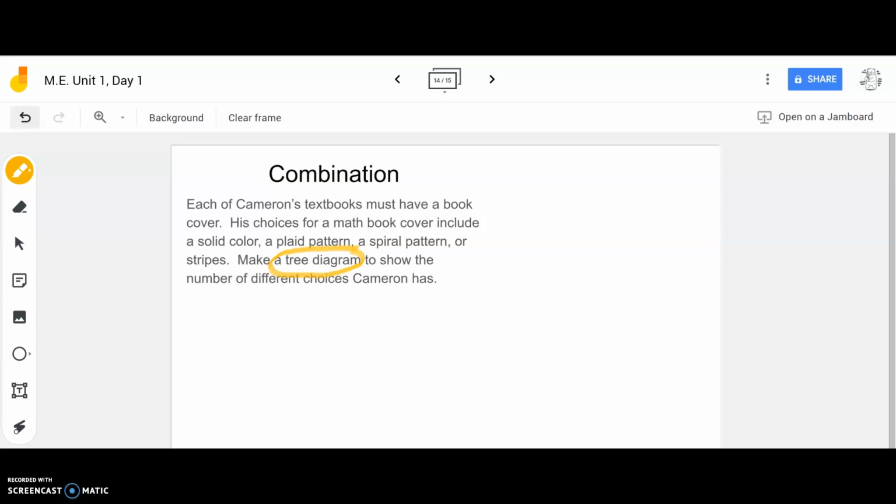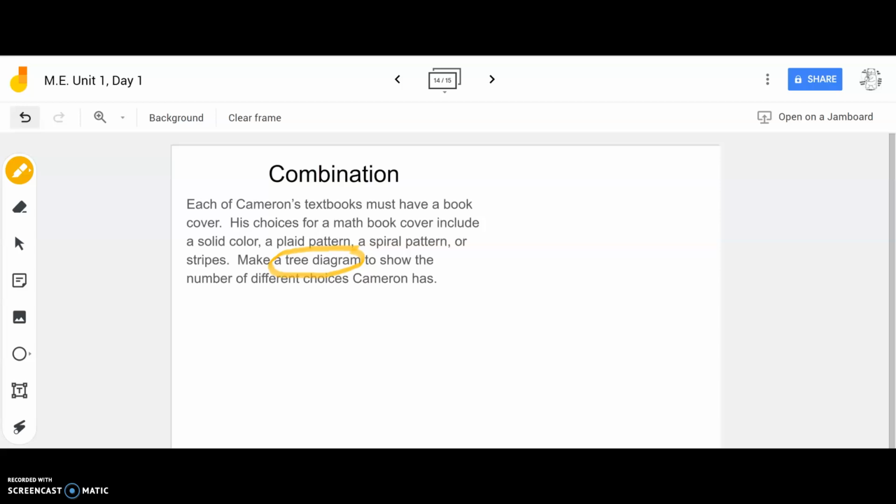So for example, we're going to go back to our Cameron story. Cameron's textbooks have a book cover. I think I may have changed the name yesterday, but we'll go with Cameron today. So each of Cameron's textbooks must have a book cover. His choices for a math book cover include a solid pattern, a plaid pattern, a spiral pattern, or stripes. Make a tree diagram to show the number of different choices Cameron has.